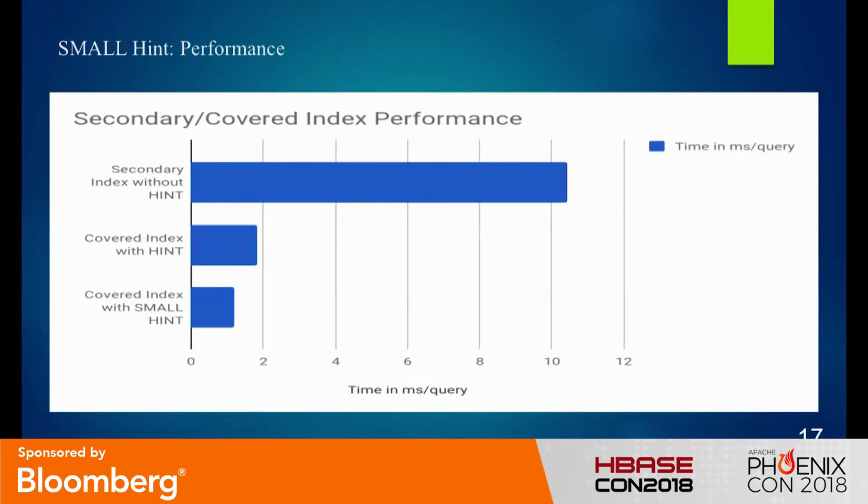So as you can see, those are the 3 scenarios which I covered in the past 3 slides. The first one being secondary index without hint, which was close to 10 milliseconds. The second being covered index with hint, which was close to 2 milliseconds. And the last being covered index using the small hint, which was close to 1 millisecond. So for the same data set of 2 million records, for the same query, it improved the performance by 9x. So this was a performance gain using this small hint.